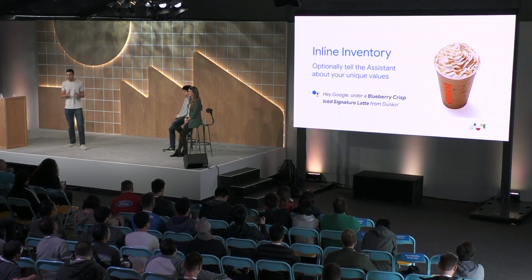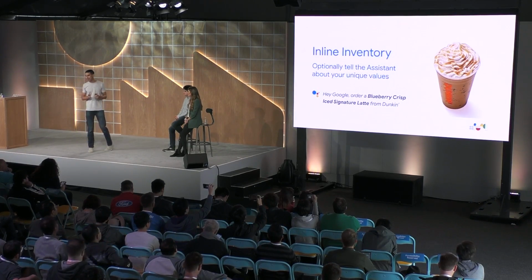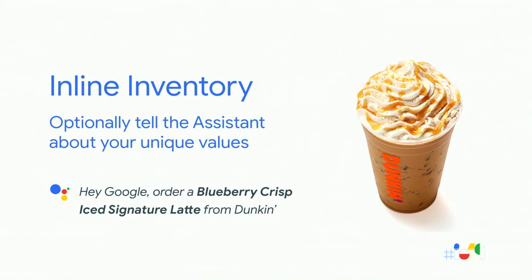OK, one additional feature I want to talk about in step 2, inline inventory. This is where you can optionally tell the assistant about unique values in your app. Inline inventory is a lightweight way for you to customize the parameter values that your app expects to receive from the assistant. Now, this makes sense where you have a kind of finite list of possible values. A good example might be a restaurant's list of menu items, because they would be unique for each restaurant and finite in length. We've been working with Dunkin' in early access to test a lot of this out. So let's look at an example from them to illustrate how this works.